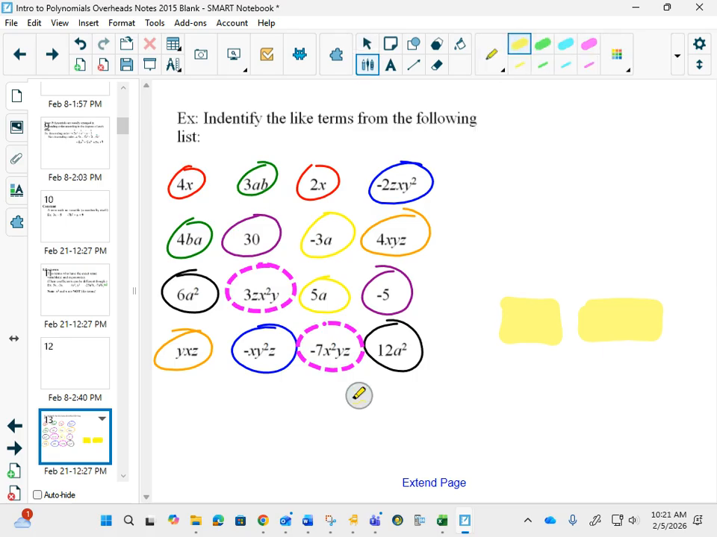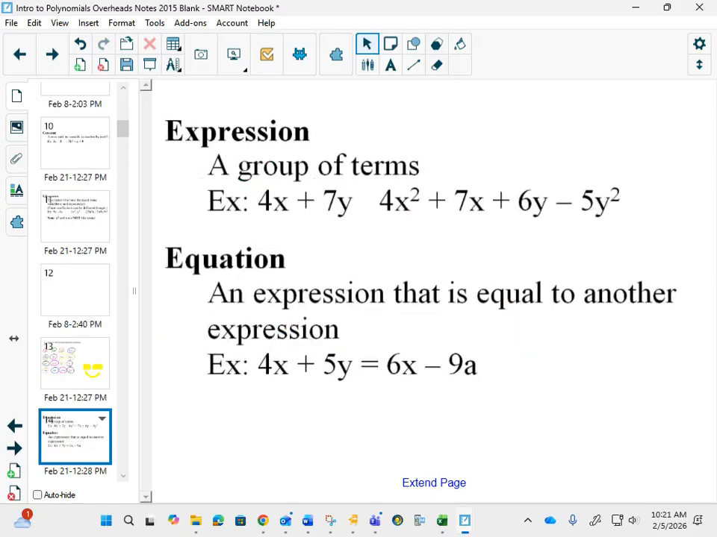They are not alike because the exponent has to go with the same variable. Okay, so we have a couple more definitions to go through.